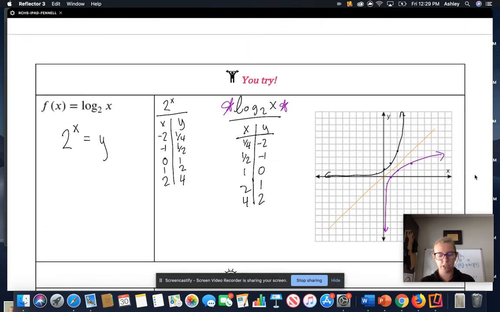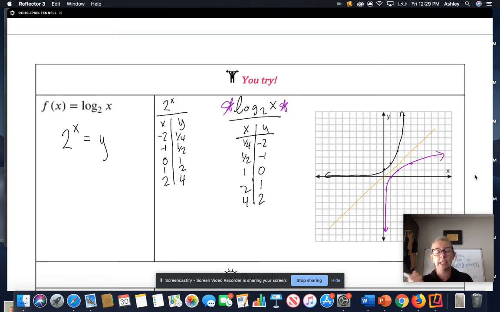All right, here's a you try. I've already done it for you. So again, we're going to start by identifying our exponential. So we'd swap our x and our y. We'd use our snail method. We get 2 to the power of x equals y. So I'm going to first create a table for 2 to the power of x. There you go, right there. Then I'm just going to swap my x and y values. That's going to be my inverse, which is my logarithmic.